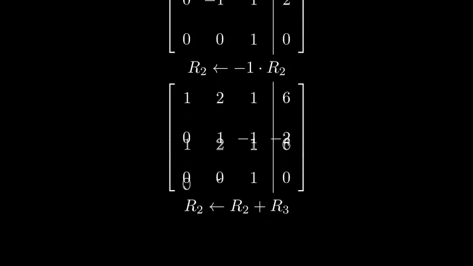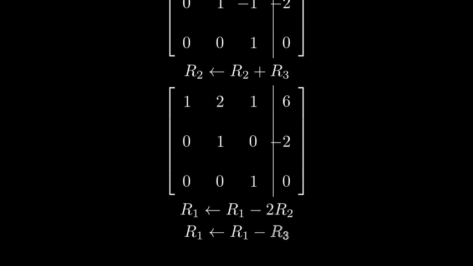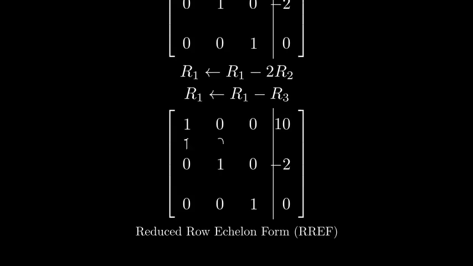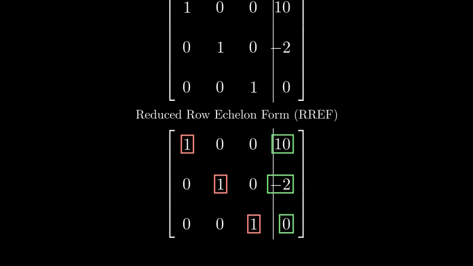Now, we eliminate non-zero entries above each leading one. For the third column, we subtract row 3 from row 2, giving us y equals negative 2. Then, we subtract row 2 from row 1 and subtract 1 times row 3 from row 1, which gives us x equals 10. Now, our matrix is in reduced row-echelon form. The beauty of Gauss-Jordan elimination is that we can directly read the solution from the matrix without needing back substitution.